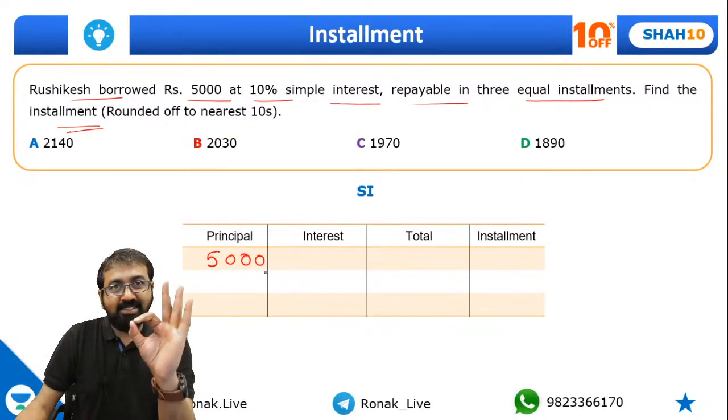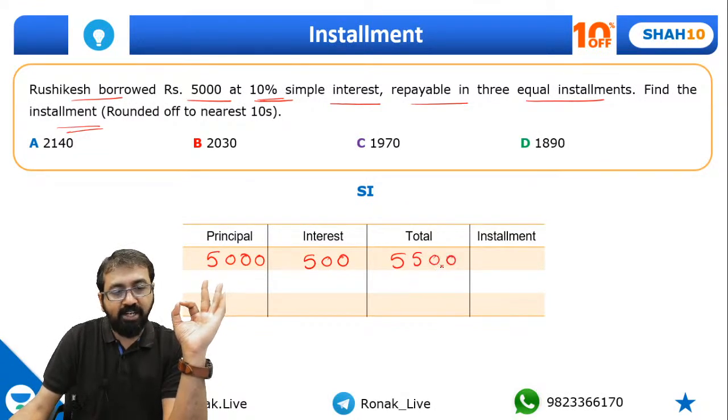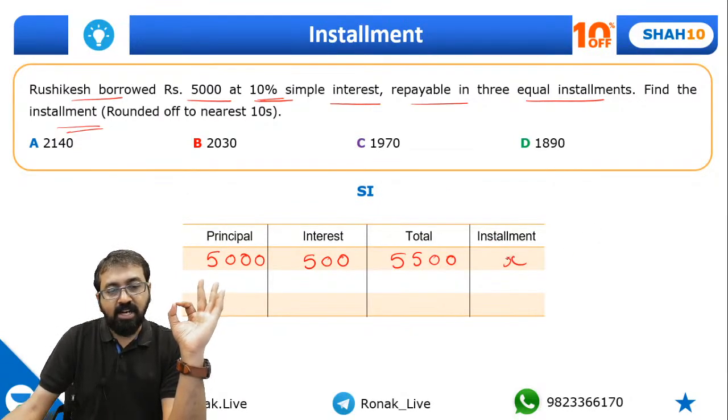So guys, let's understand how to calculate installment in the case of simple interest. The person has borrowed 5,000 rupees at 10% simple interest. So what will be the interest? Can I say interest will be 500 rupees? So what is the total outstanding? 5,500 rupees. And installment is of X rupees, right?